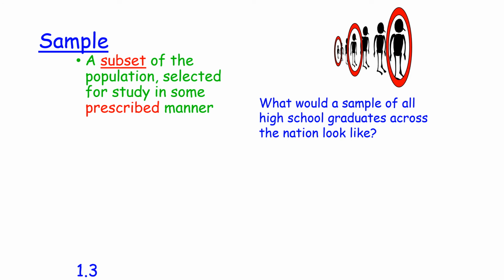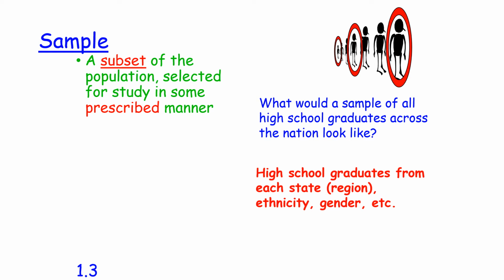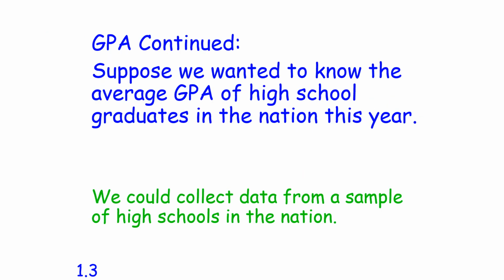So what would a sample of all high school graduates across the nation look like? Think about that for a minute. Go ahead and push pause and make a list. When you're done with your list, push play and let's see. A sample of high school graduates across the nation might look like high school graduates from each state or region, from each ethnicity, gender, and things like that. So we could collect data from a sample of high schools in the nation.